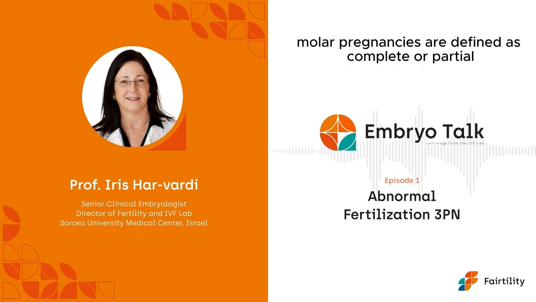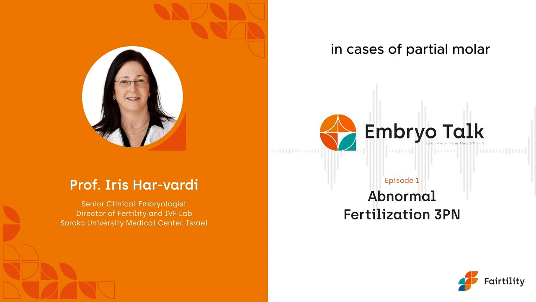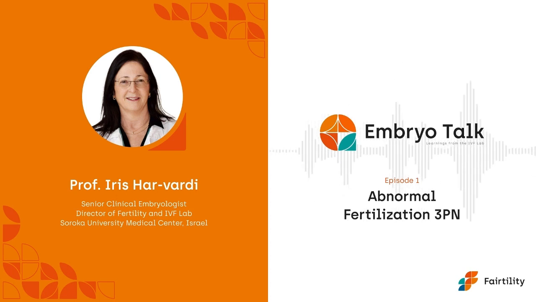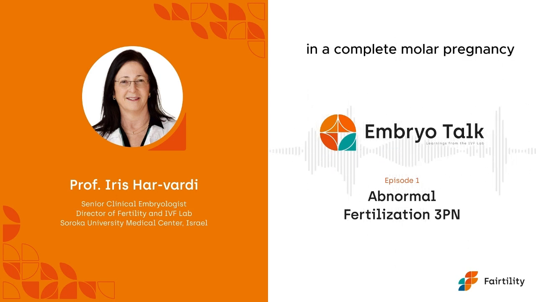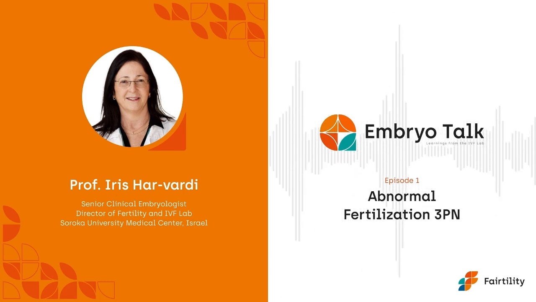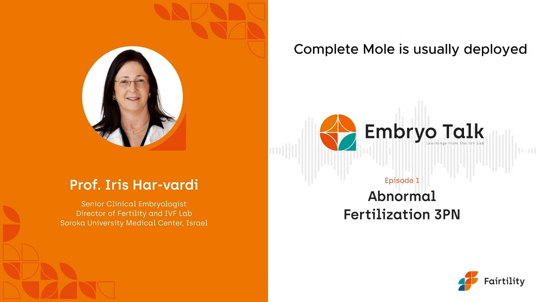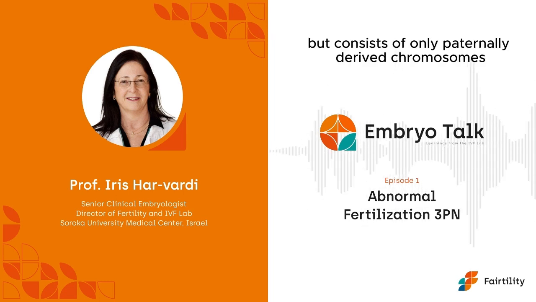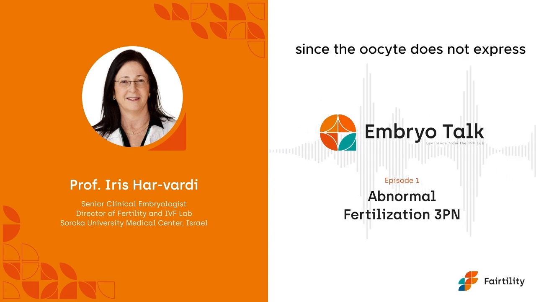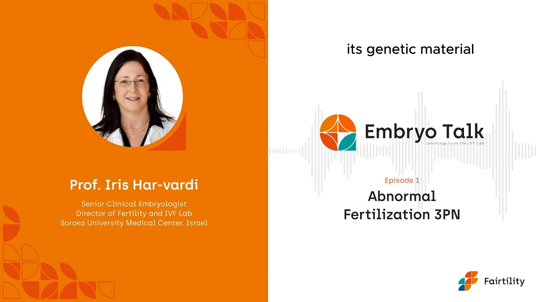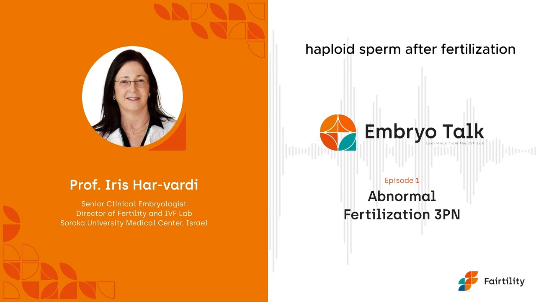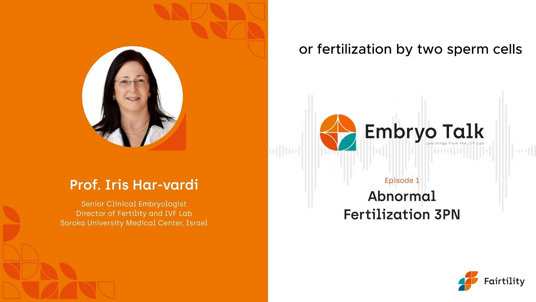Molar pregnancies are defined as complete or partial. In cases of partial mole, there may be a fetus, but the fetus will not survive. In a complete molar pregnancy, there is only a placenta, but no fetal tissue. Complete mole is usually diploid, but consists of only paternally derived chromosomes, since the oocyte does not express its genetic material. This results from the replication of a single haploid sperm after fertilization or fertilization by two sperm cells.